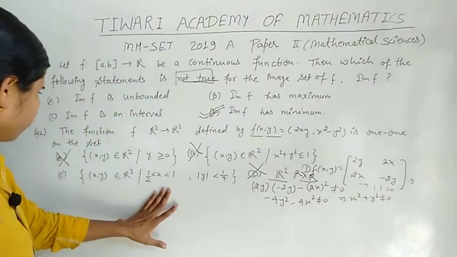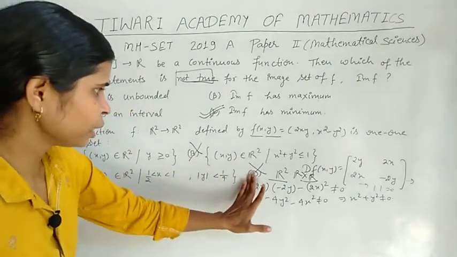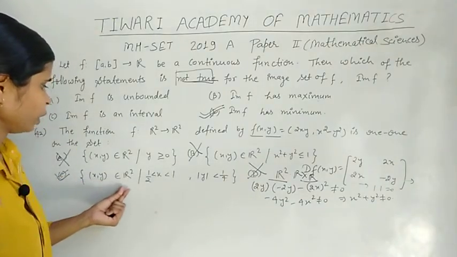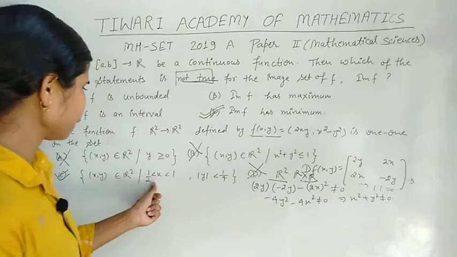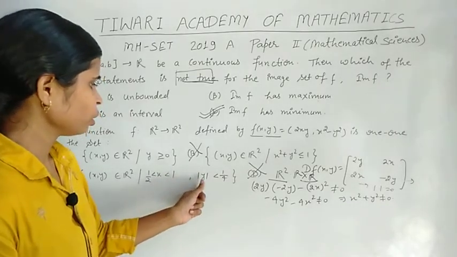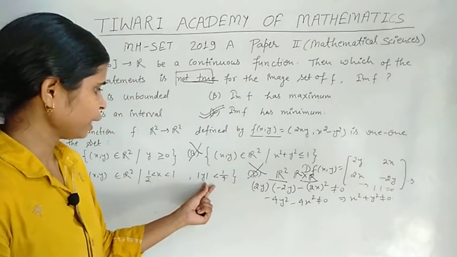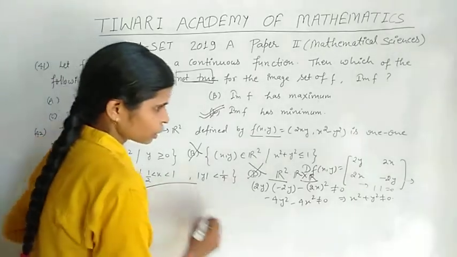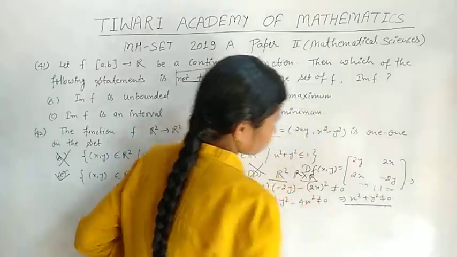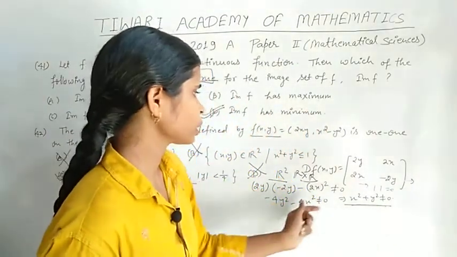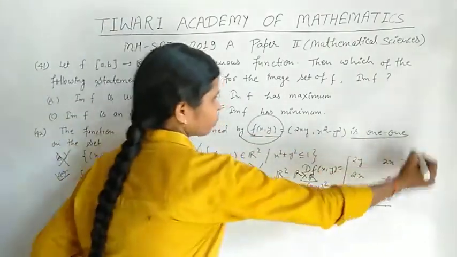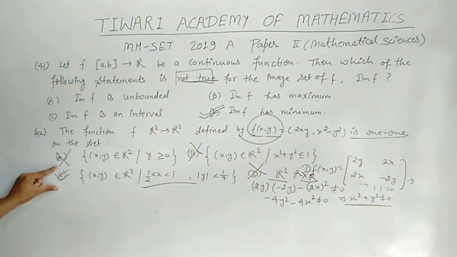Okay, so A, B and D are the wrong options. Finally option C is our true option. If (x,y) belongs to R2, x greater than 1/2 and less than 1, y lies between 1 minus 1/4 to 1/4, then this condition is not equal to 0. If this is not equal to 0, meaning its determinant is not equal to 0, then the function f(x,y) is a one-one function. Finally option C is a true option.